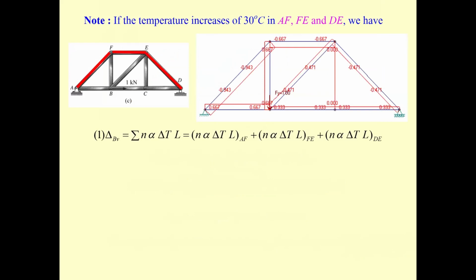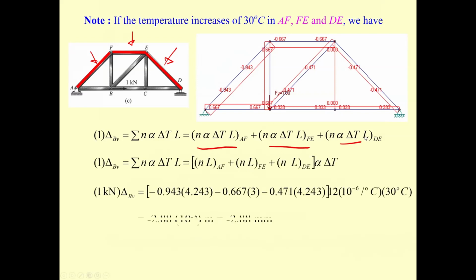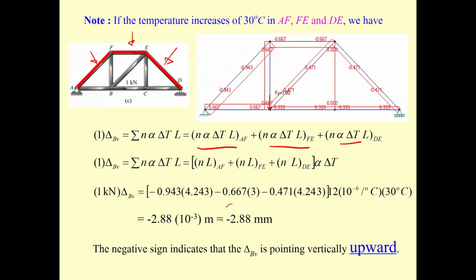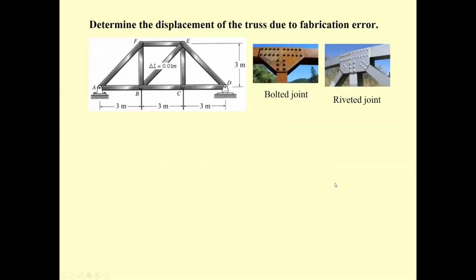If the temperature increases for AF, all the top members get hot. Don't worry, you just sum them together and then you get the result. That's going to be a good effect. Now, the last one, the fabrication error.